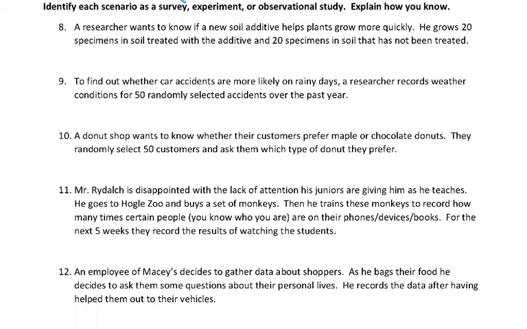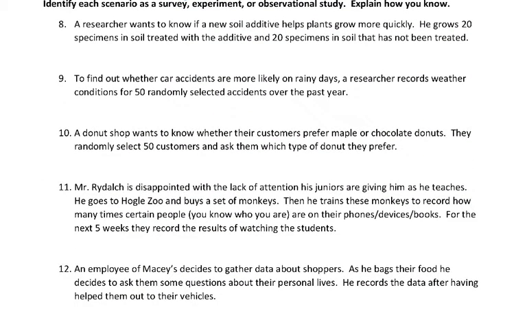Now let's take a look at surveys, experiments, or observational studies. You need to remember the differences between those. A researcher wants to know if a new soil additive helps plants grow more quickly. He grows 20 specimens in soil treated with the additive and 20 in soil that has not been treated. We've got two groups. Generally, if you're trying to prove something like this, that should tell us this is going to be an experiment. He's got two groups, a control group and a regular group, so an experiment.